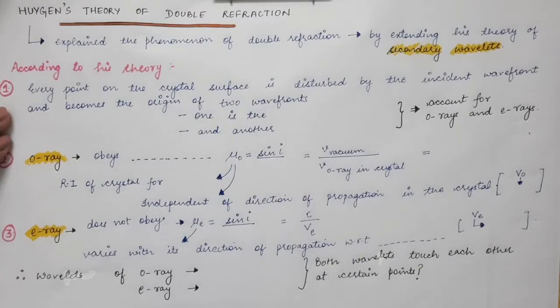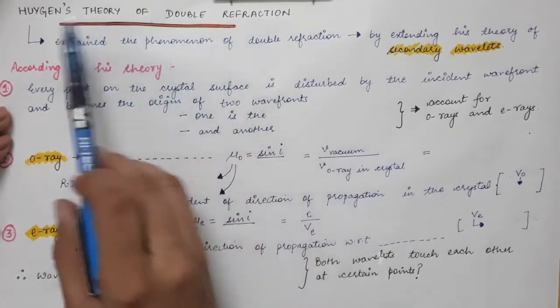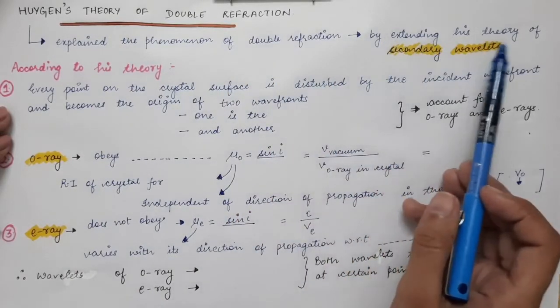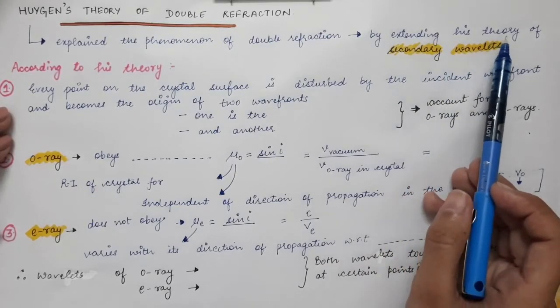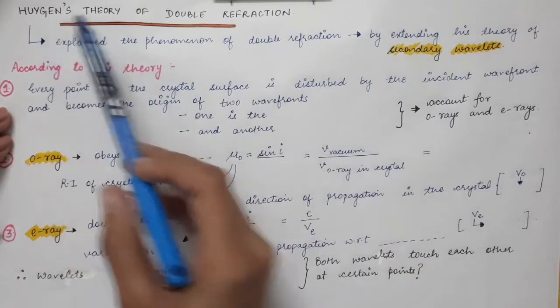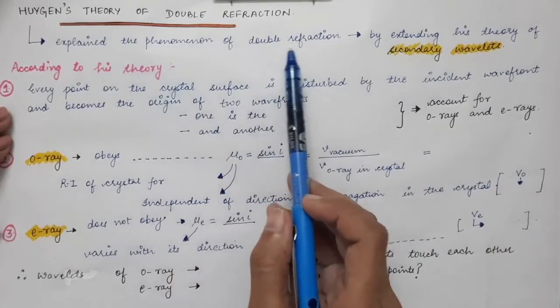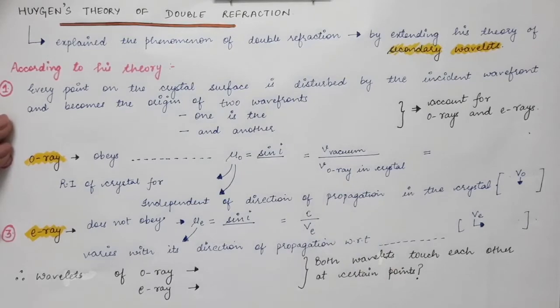Now we are going to start with the Huygens theory of double refraction. Earlier we saw the general Huygens theory about the propagation of light in a medium. Huygens explained the phenomenon of double refraction by extending his theory of secondary wavelets. The theory we saw on the previous page is called the theory of secondary wavelets. Huygens extended this theory and explained the phenomenon of double refraction. Now we are going to see what the postulates are. What does this theory say?